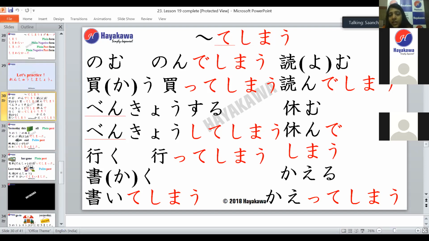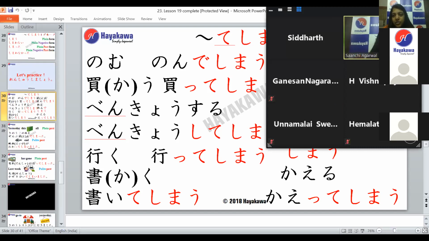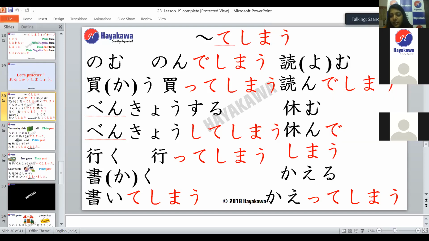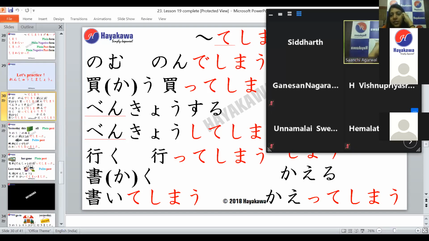Okay, the next verb that we have is kau, which means to buy. Shweta-san, would you like to try doing this? Katte shimau. Very good, Shweta-san. So it is katte shimau. The next verb is benkyo suru, which means to study. So remember, whenever you hear the word benkyo, it means to study. Okay? So Ganesh-san, would you like to try doing this?